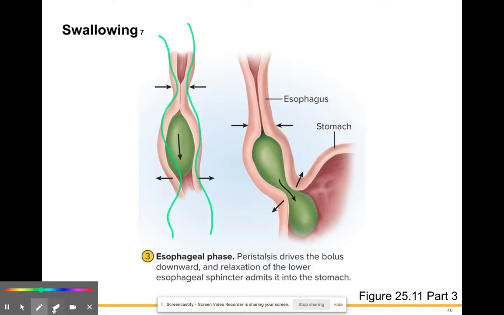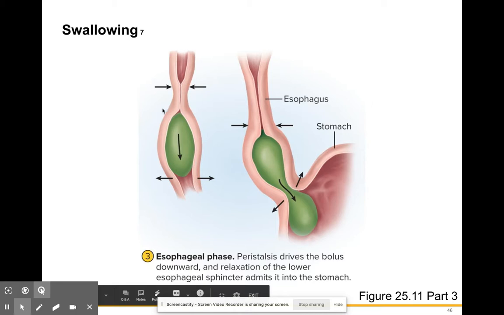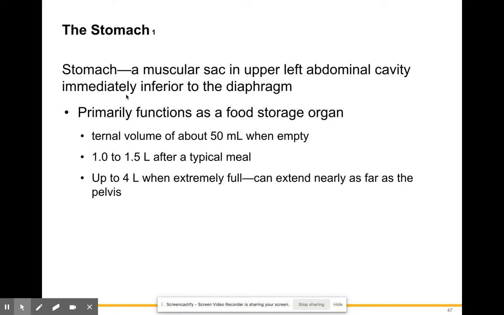It's this constant rhythmic contraction of the smooth muscle of your digestive system. That's going to help you get this food around the body. Okay. And that is where we are going to end for today. We're going to end with swallowing. And then next lecture, we will continue with the stomach.